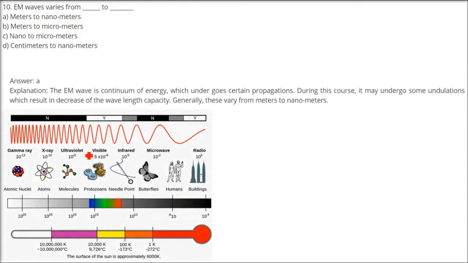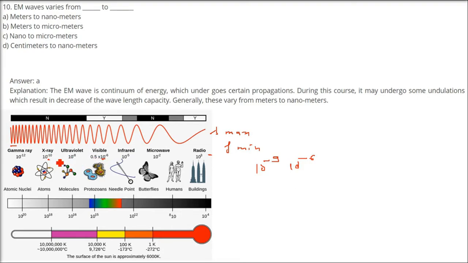EM wave varies from dash to dash. Now if you see, it varies from kilometers to less than picometers, right? But the EM wave is a continuum of energy. On the right side, lambda is maximum, frequency minimum, because I have changed that electromagnetic spectrum. So if you say nanometer to micrometers, we start with 10 to the power minus 9 and 10 to the power minus 6 we stop. Is it the whole range of electromagnetic waves? No. 10 to the power minus 6 is somewhere in between the IR region of the EM spectrum.